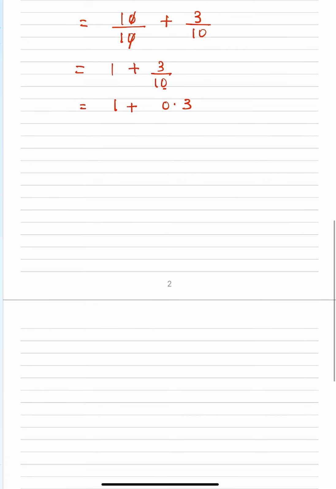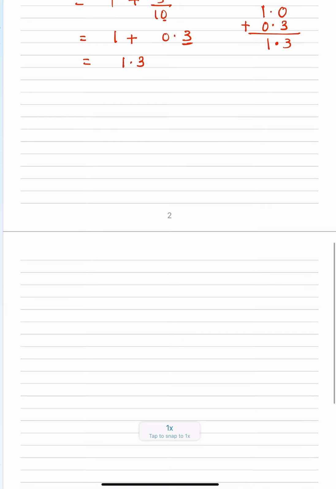Now how are we going to add this? See, 1 is a whole number, and there is no digit after the decimal point. So I will put the decimal point, and as there is only one digit, we put only one 0: 1.0 plus 0.3. So 0 plus 3 is 3, then a decimal point, and 1 plus 0 is 1. This is nothing but 1.3. This way we get 1.3 when the denominator is 10.